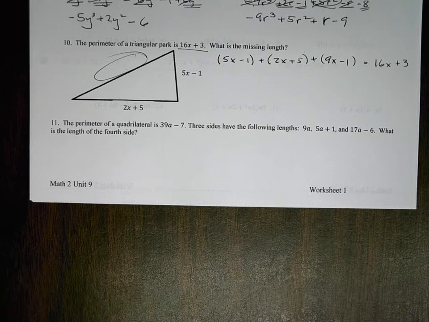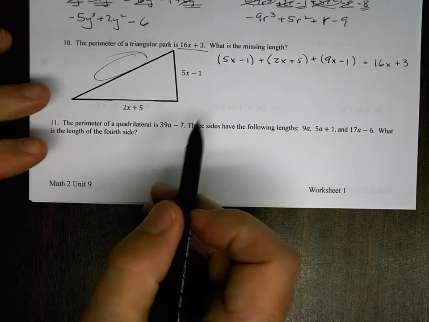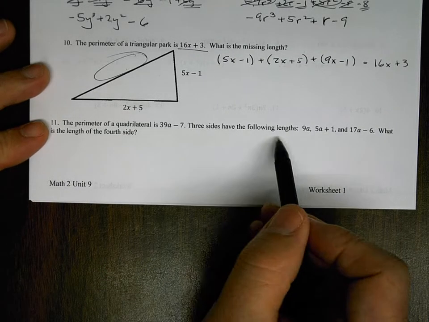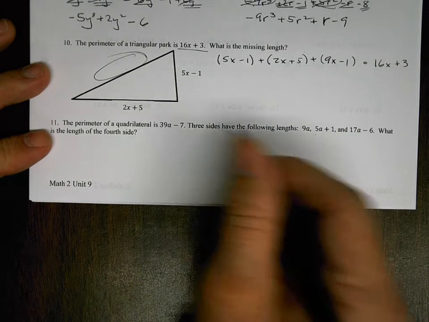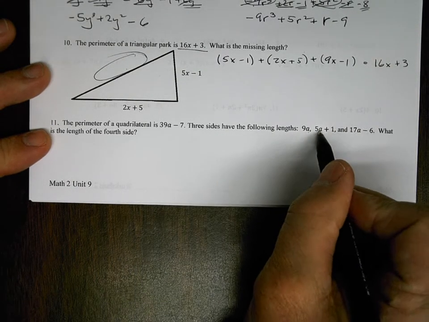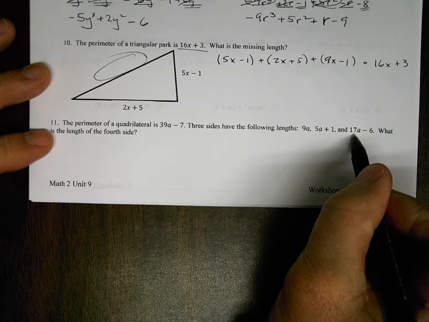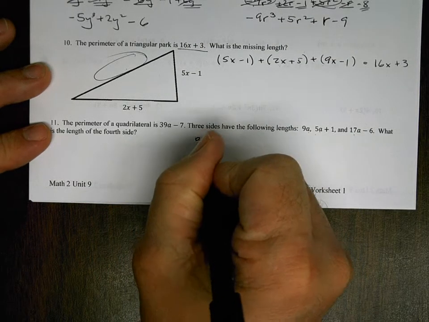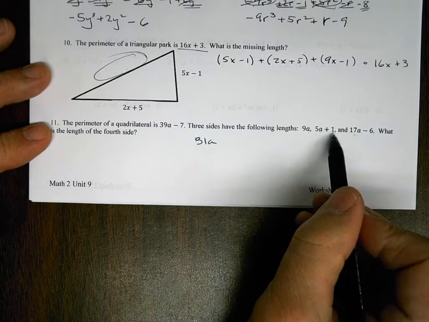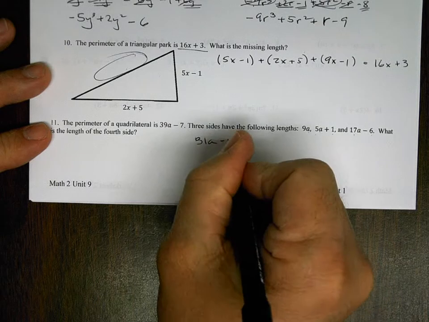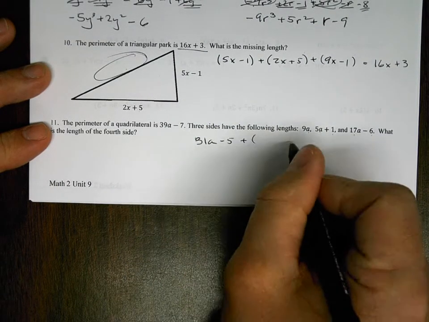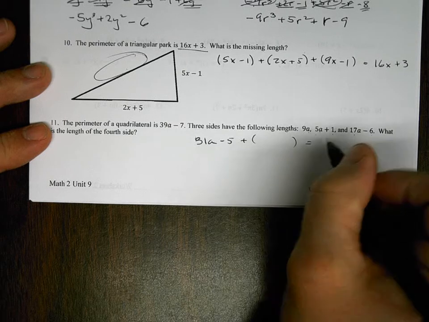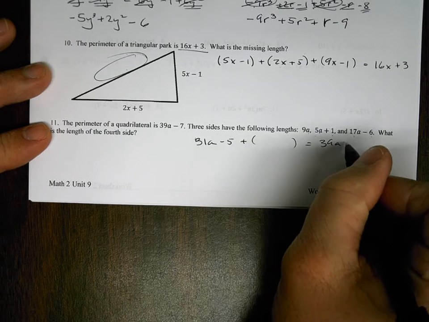Okay, number 11. The perimeter of the quadrilateral is 39a minus 7. Three sides have the following lengths. What is the length of the fourth? So we're basically going to add these three together. So 9 plus 5 is 14, plus 17 is 31a. And then 1 plus negative 6 is negative 5. So that's the three sides added together. We just need to add that fourth side in there to come up with 39a minus 7.